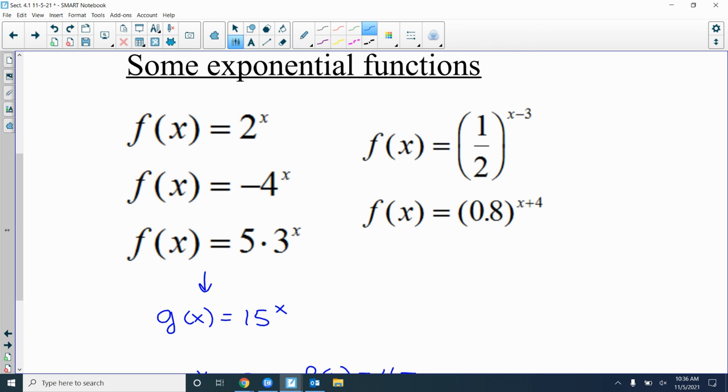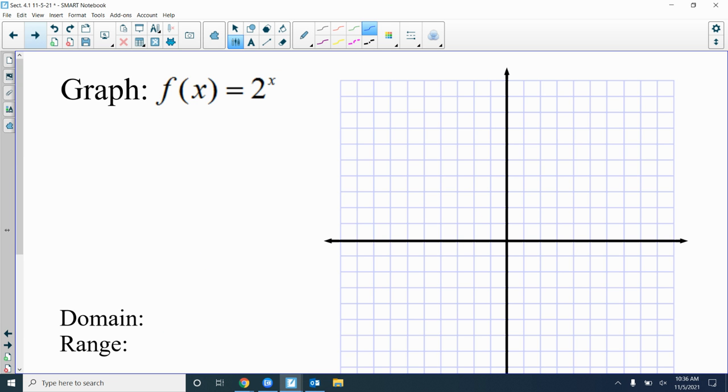You can have decimals, 0.8 to the x plus 4. You can have fractions, 1/2 to a power. But you just can't have a negative number in there, and you can't have 1 as well. All right, let's graph this. You're going to need to know this graph. This is going to be a base graph. We're going to go through it now, but you're going to have to know it.